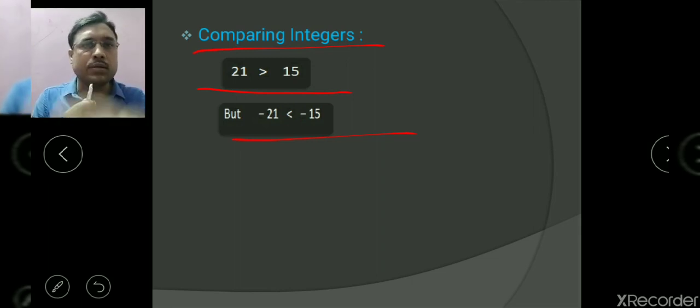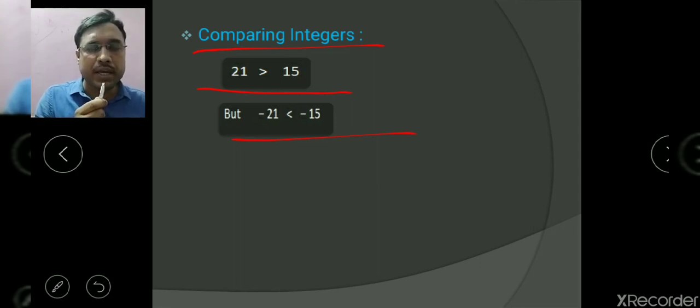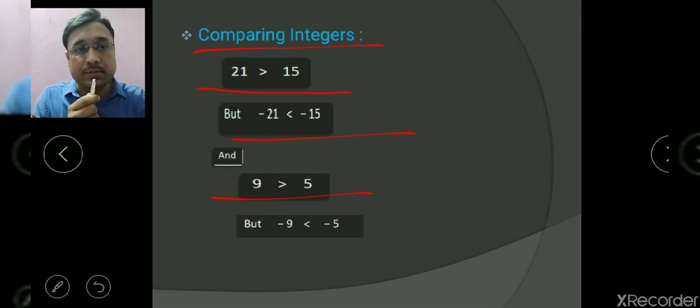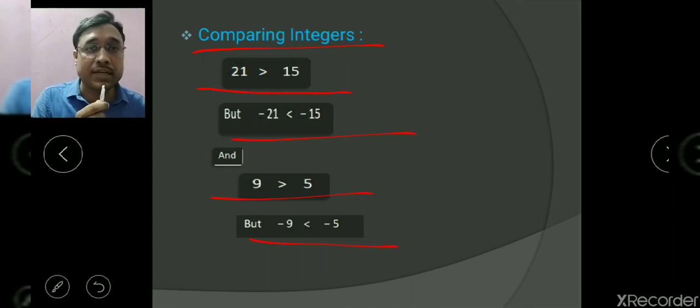This rule also comes from the fact that smaller integers lie on the left side on the number line. So minus 21 lies on the left side of minus 15 on the number line. One more example: 9 is greater than 5, but minus 9 is less than minus 5. The values are the same, but when you take them in negative terms, minus 9 is less than minus 5.